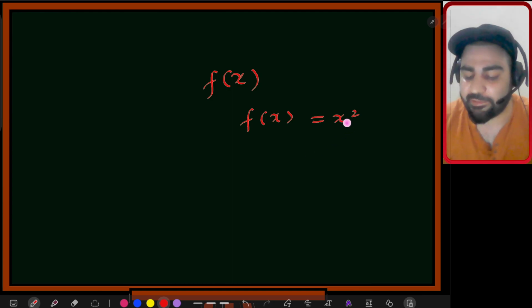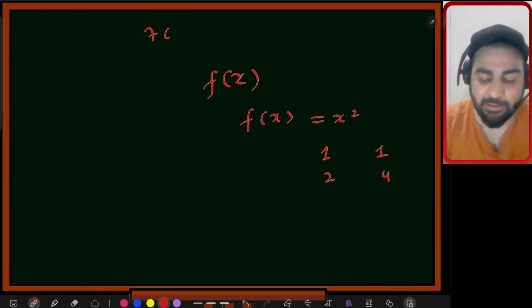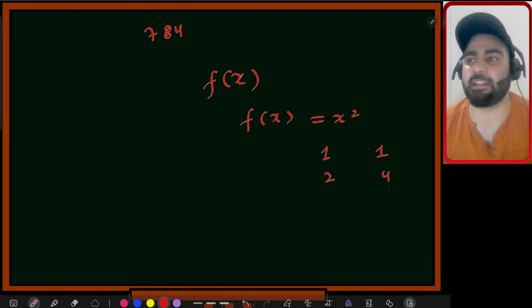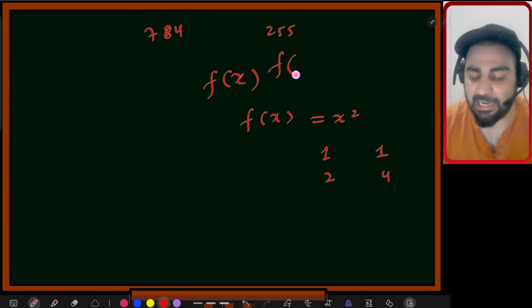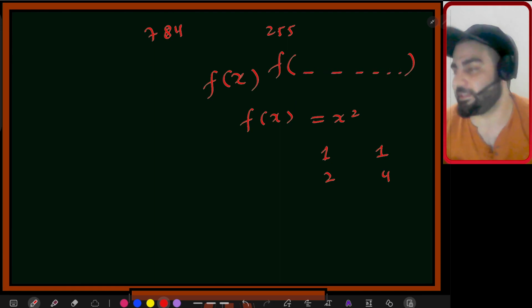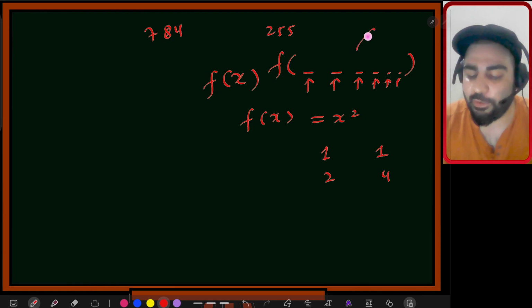We're saying that if this x can take value 1, f of x will be 1. If it takes 2, it will give 4. Now think that we have 784 pixels, and each pixel can take 255 values. For each image I'll have 784 inputs like this, and each input will be different. Now I'll have to tell you if it's a dog or a cat.